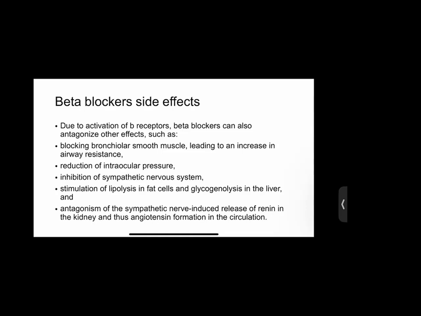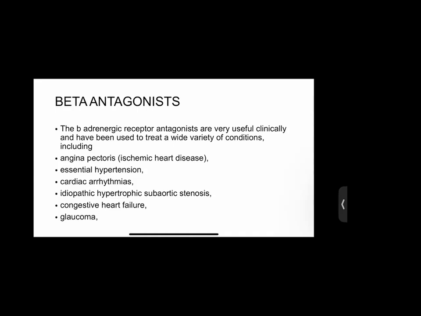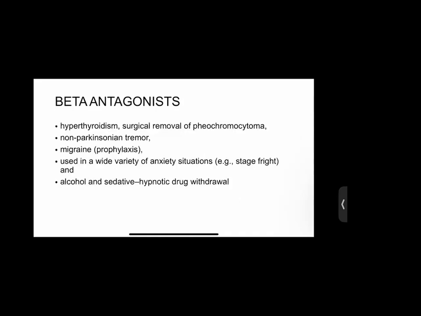Then the beta adrenergic receptor antagonists are very useful clinically. As I've previously said, they are used to treat a wide variety of conditions like ischemic heart disease, cardiac arrhythmias, idiopathic hypertrophic subaortic stenosis, and congestive heart failure. They can also be used in hyperthyroidism, before surgical removal, to treat sympathetic overdrive in hyperthyroid patients. They can also be used as prophylaxis in migraine and for non-Parkinson tremor.